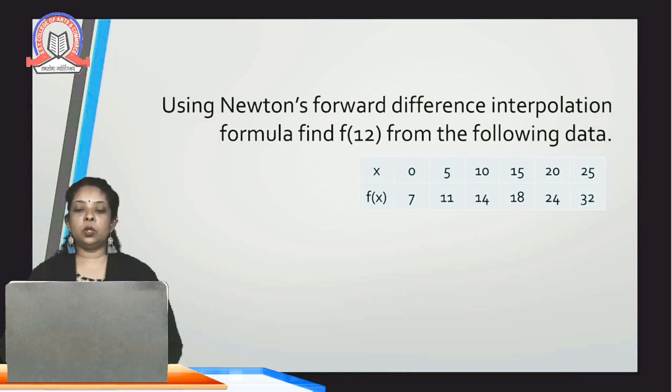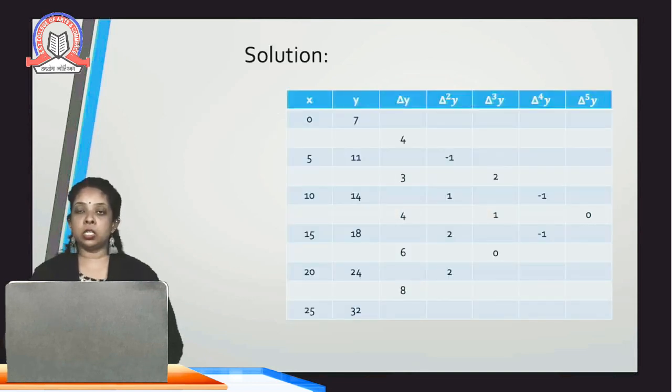Here, what we are going to find is, at the value 12 in the table for x, what would be the value of f of x. That means if we have the value 12 in this table, what would be the corresponding value in the f of x column? That is what we are going to find using Newton's forward interpolation method.